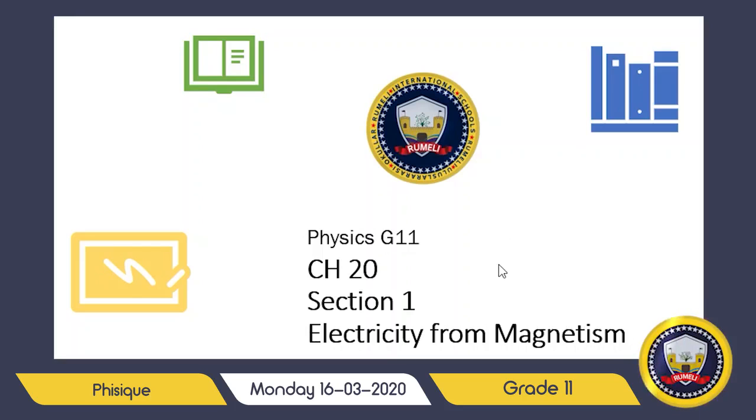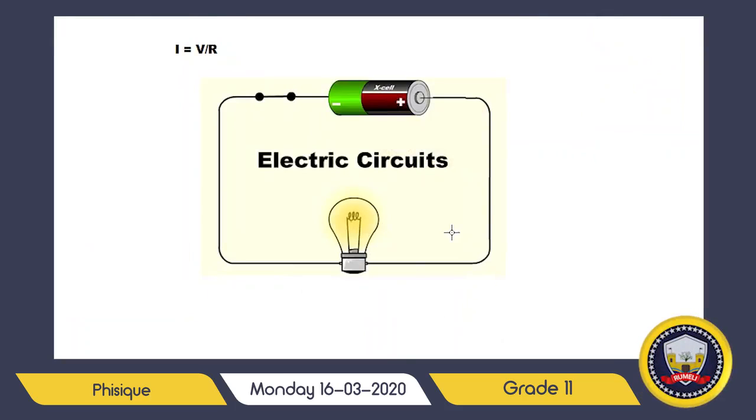So hello everyone. Today we'll start with chapter 20, electromagnetic induction. Before we start, we have to revise something from the first semester. In chapter 16, we said that we have Ohm's law. Ohm's law was I equal to V divided by R.